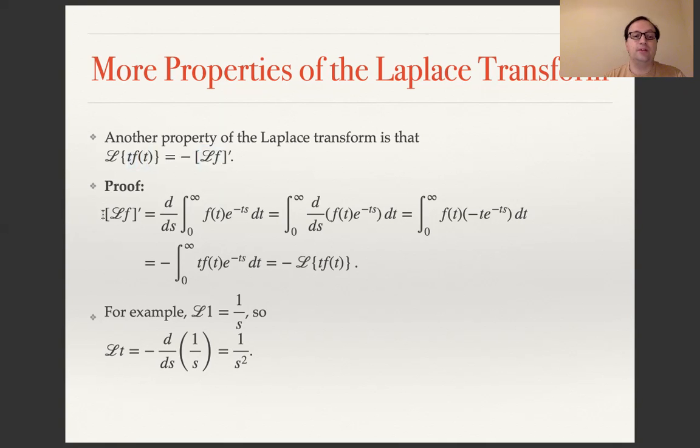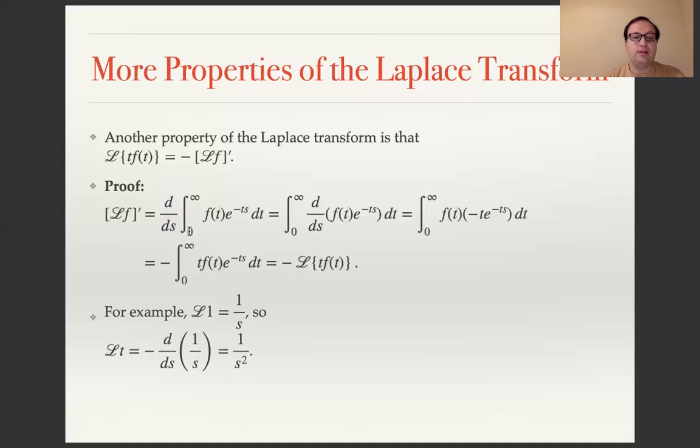How do we prove this? This is almost straightforward. The computation is straightforward. The Laplace transform of f is the integral from 0 to infinity of f of t e to the minus ts dt. And then its derivative is the derivative of this as a function of s, because the Laplace transform of f is a function of s. So we have the derivative as a function of s of the integral from 0 to infinity of f of t e to the minus ts dt.